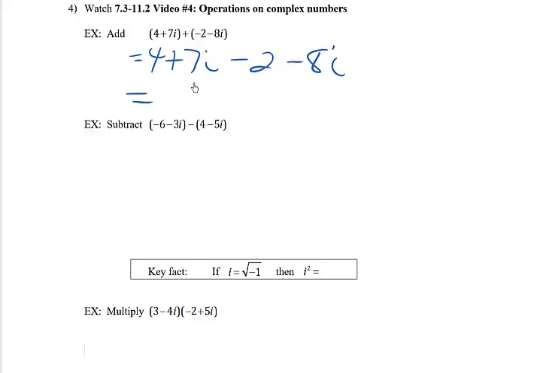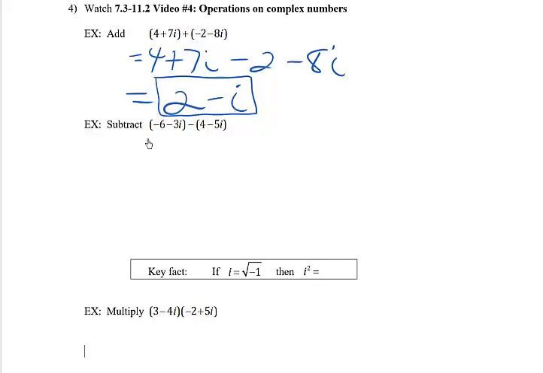I have 4 take away 2, which is 2. I have 7i minus 8i, which makes minus i. That's it. That's the answer. 2 minus i is the sum of those two complex numbers. Notice it fits the pattern a plus bi. In this case, a would be 2, b would be negative 1. 2 plus negative 1i, which simplifies to 2 minus i.